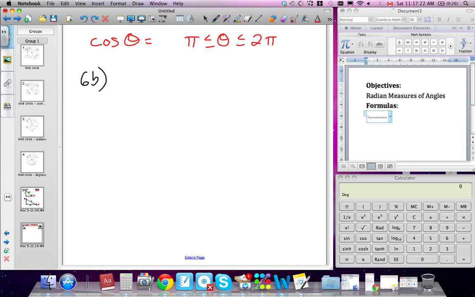Okay, so these are the questions they're talking about, and 6b gives us the root of 3 over 2. They want everything in radian values, so convert to radians. Now there's a couple of ways we can go through this. One of the ways is to refer to our special triangles.